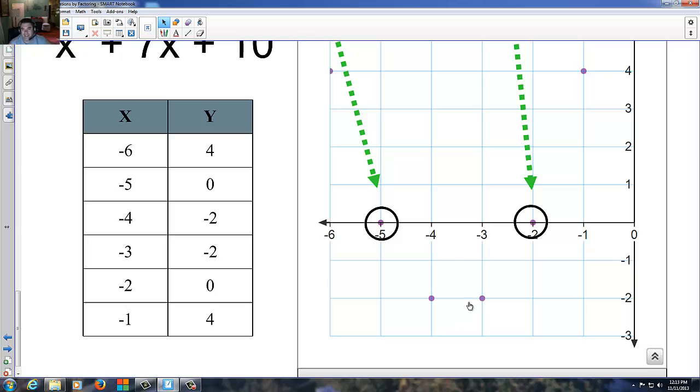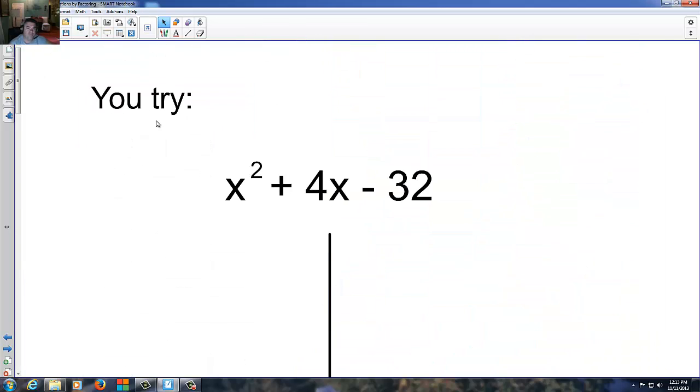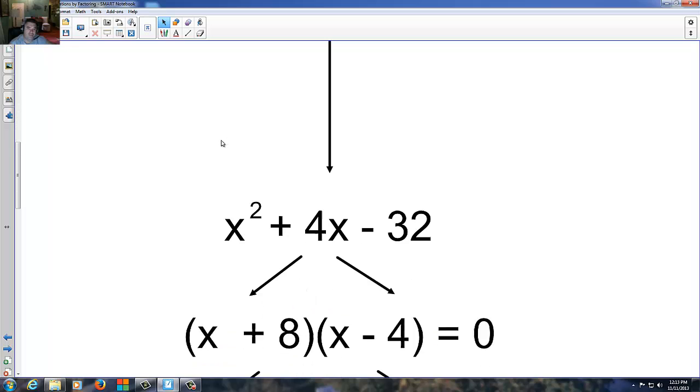So realistically, the middle is somewhere right here. That's going to be the beginning of the crest as it comes up. But it hits the x-intercept twice at negative 2 and negative 5. Also, if I plugged in a negative 2 and negative 5, it would also equal 0 as well. You try, go ahead. Let's see how you did. Go ahead and put it down.